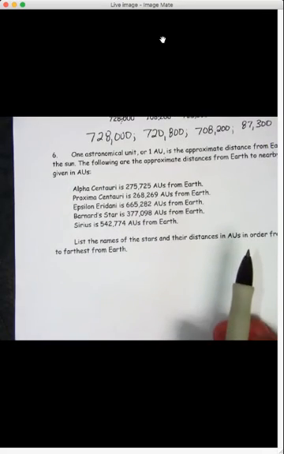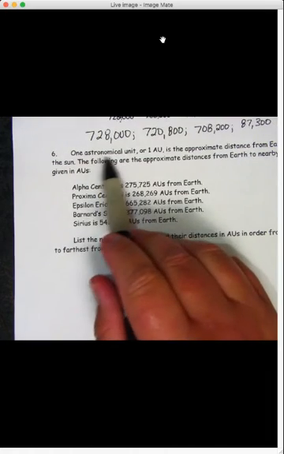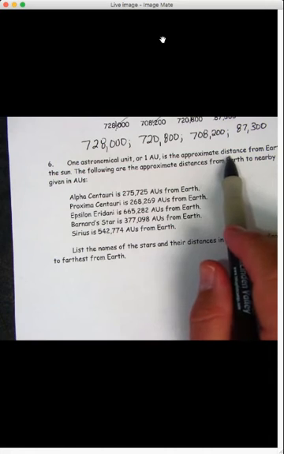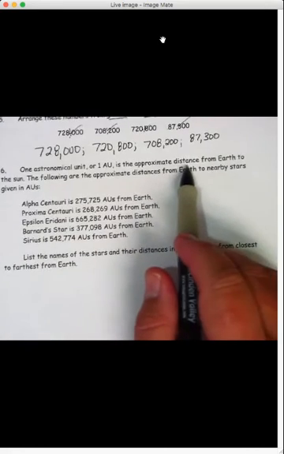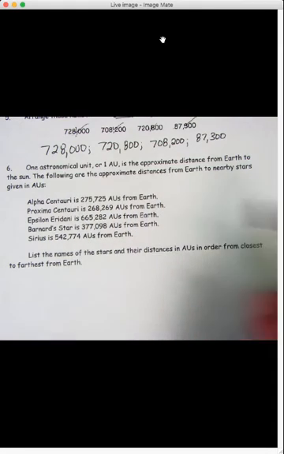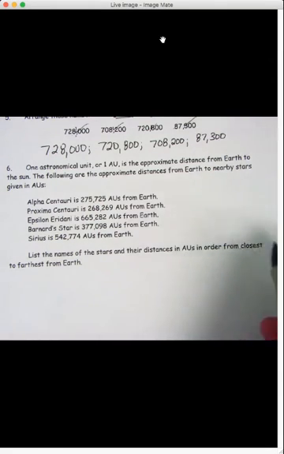All right, last question. 1 astronomical unit, or AU, is the approximate distance from the Earth to the Sun. The following are the approximate distances from Earth to nearby stars, given in astronomical units, or AUs. List the names of the stars and their distances in AUs in order from closest to farthest from the Earth. It doesn't say greatest and least. It says closest to farthest.